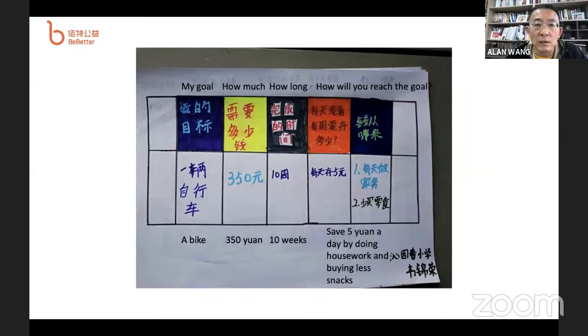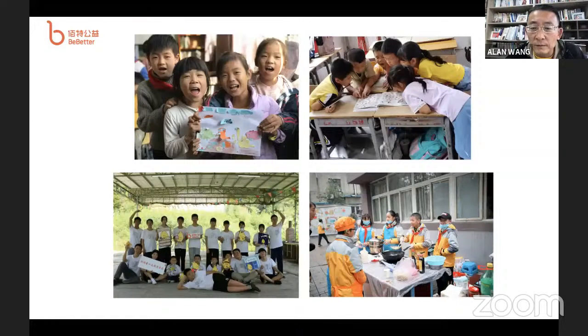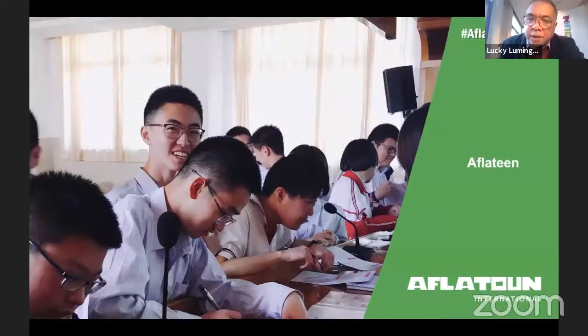You can see the students change. Yeah, this is some pictures of the students. This is a picture of the students from some village school. Alan, you have 2 minutes.